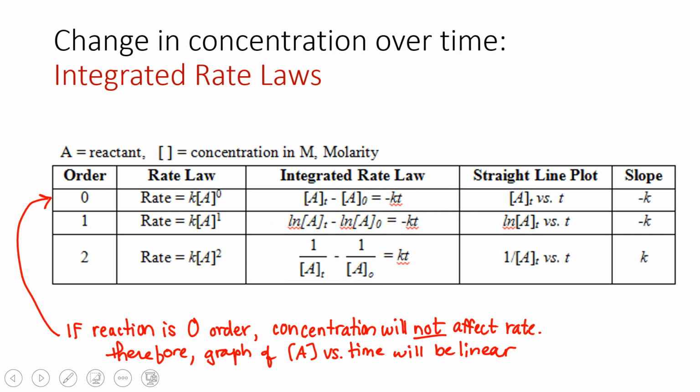Here's a summary. We haven't talked about 0th order yet. You will not run into that as frequently, but if the reaction were 0th order, then the rate will not be affected by the concentration, which means the concentration versus time is going to be linear. Throughout the whole reaction, the rate is going to be the same. If the reaction is first order, the natural log of the concentration versus time will be linear. If it is second order, then the inverse of the concentration versus time will be linear.